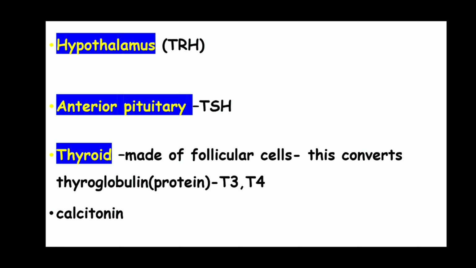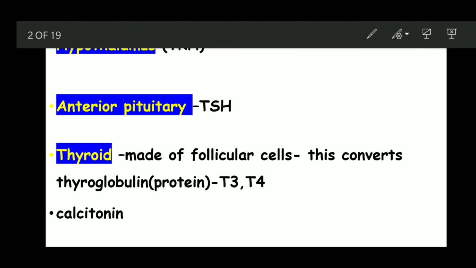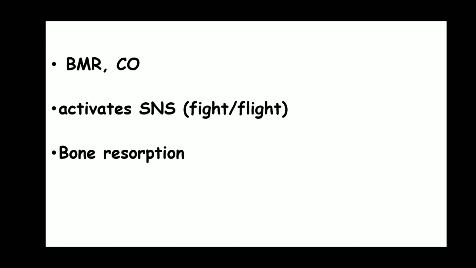What about the T3, T4? Thyroid hormones mainly help in increasing the basal metabolic rate. So you can basically call them the metabolic hormones. And along with that, it increases the cardiac output. It also activates the sympathetic nervous system stimulation.